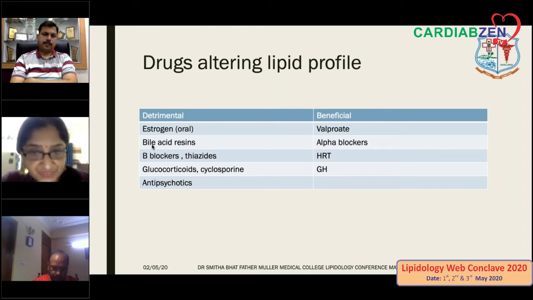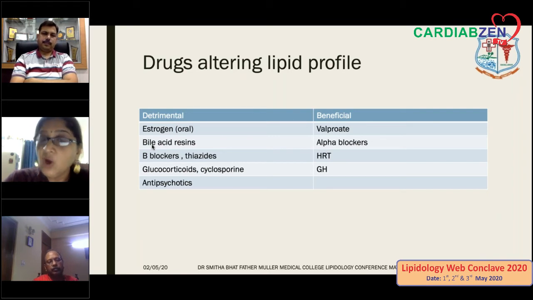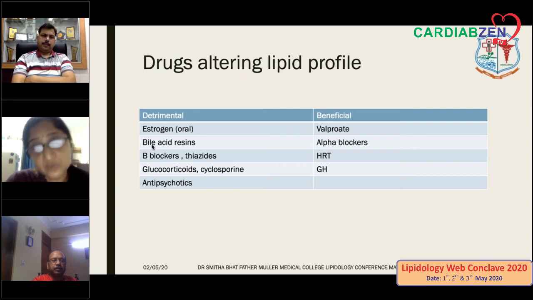This is not to say that all antihypertensives are detrimental to the lipid profile. For example, alpha blockers are beneficial. Hormone replacement therapy, a combination hormone replacement therapy, could be okay. Drugs like valproate and growth hormone are also beneficial to the lipid profile. But keep in mind, especially bile acid resins, because we'll be discussing this a little bit later.